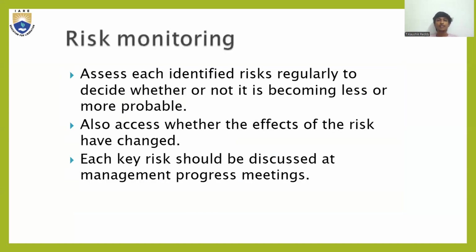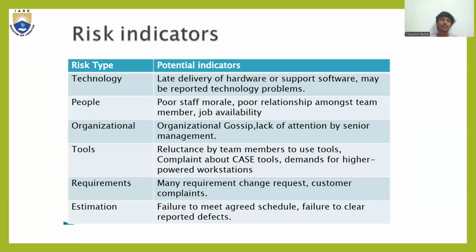Risk monitoring. Assess each identified risk regularly to decide whether or not it is becoming less or more probable. Also assess whether the effects of the risk have changed. Each key risk should be discussed at management progress meetings. Risk indicators: risk type and potential indicators. There are six risk types: technology, people, organizational, tools, requirements, and estimation. And the potential indicators are also defined.